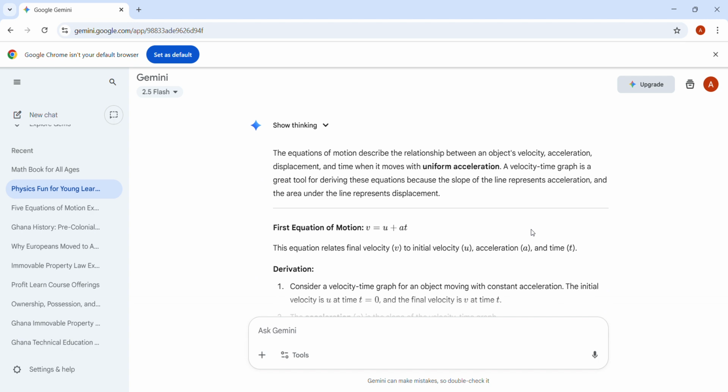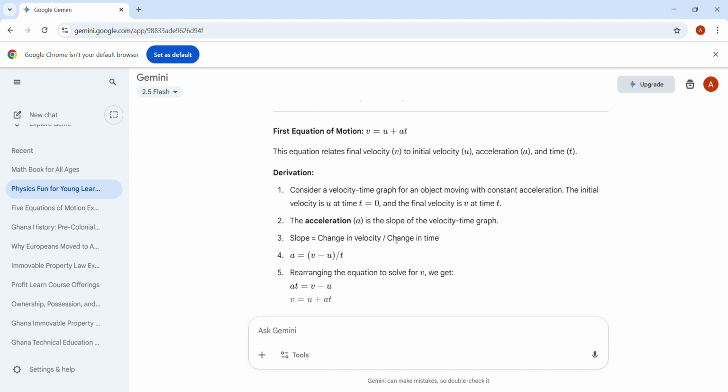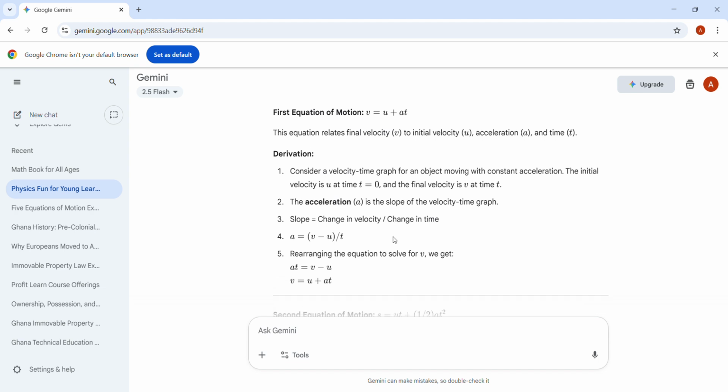The first equation of motion is v is equal to u plus at, and this is derived as of course when we have the distance or the displacement. Okay, you're looking at your velocity times your time. Now usually we look at two velocities. So from one to the next, the distance you've occupied.